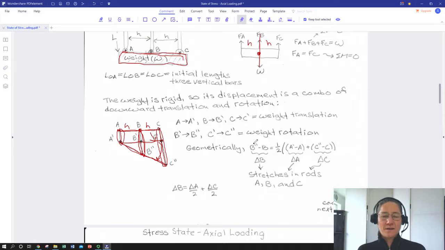And of course, B to B double prime is delta B, which is its change in length. A prime to A is delta A, C double prime to C is delta C. So now we have a relationship between elongations.